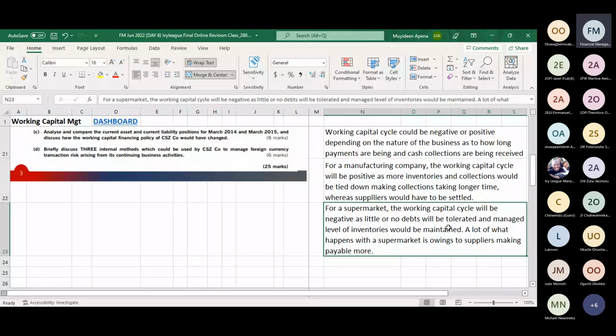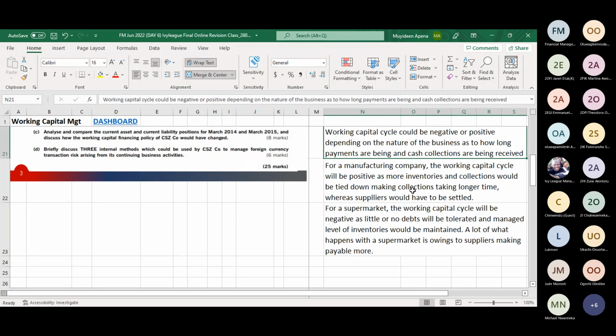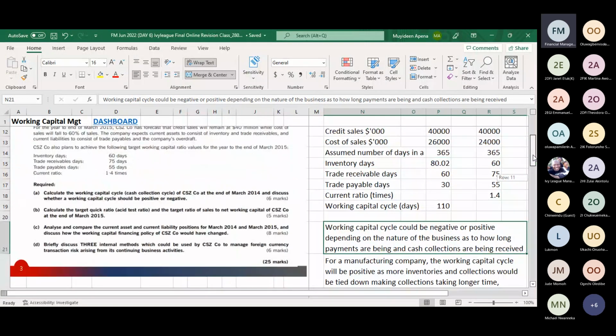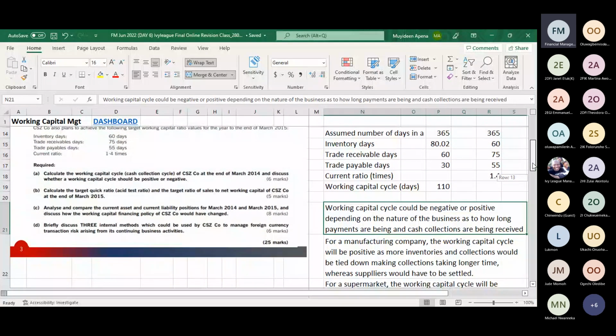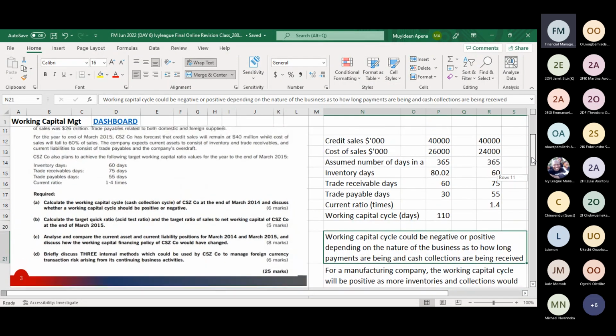Any other question? Okay, so if there's no question, we are done with A part. Let's look at the B part. The B part says calculate the target quick ratio, which you can also call the acid test ratio, and then also calculate the target ratio of sales to net working capital of the company at the end of March 2015.